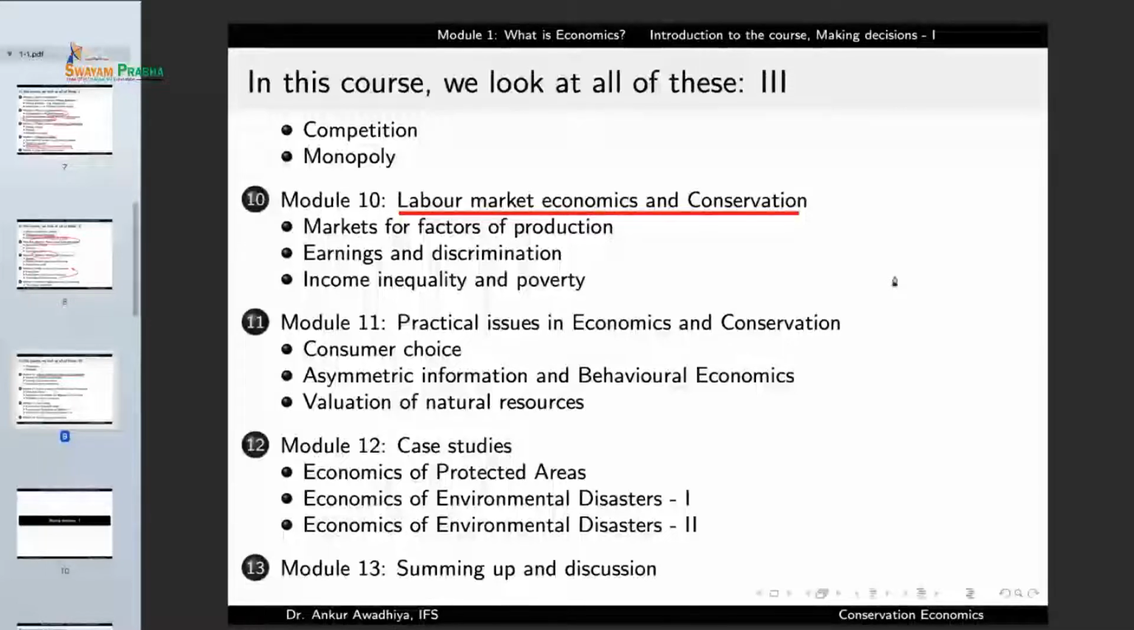In the 10th module, we will look at labor market economics and conservation. Now, in this case, we will ask what are the markets for the factors of production. That is, what is the market for labor? The people who do work are also working in a certain market. They are providing their labor as a sellable product, and they are getting wages in return. That is the price that they are getting. Now, what determines how much the wages will be? What determines how many people get employed?